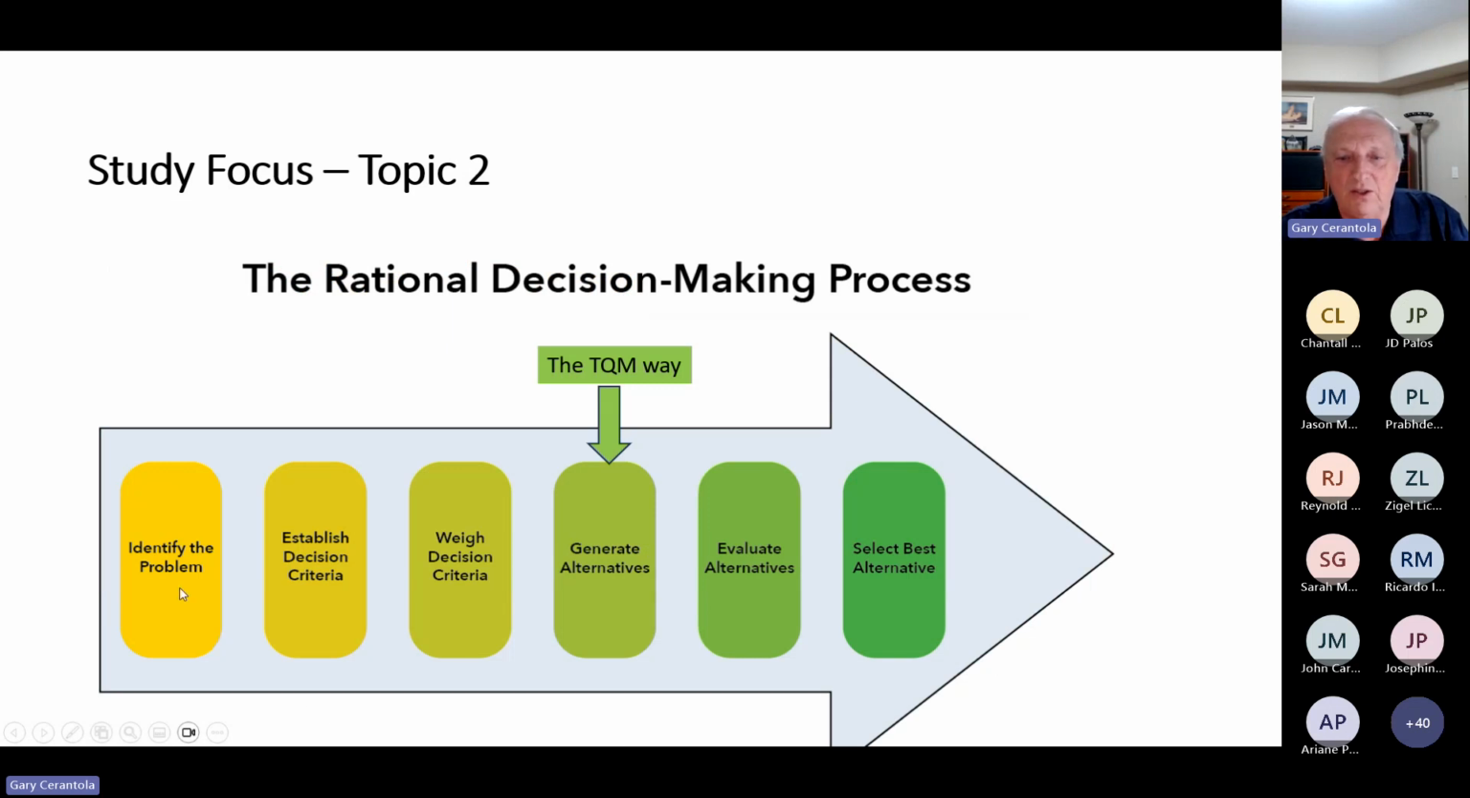So here's a model. You identify the problem, you establish the decision criteria, and we're going to talk about that. Those are the factors. What are the critical success factors to get to the outcomes? And then we weigh those factors because some factors are more important than others. And then we generate alternatives.